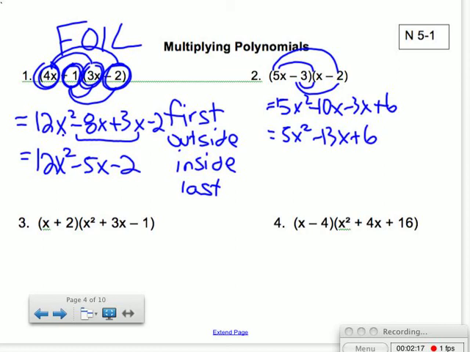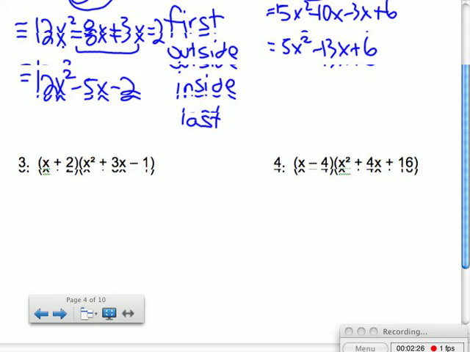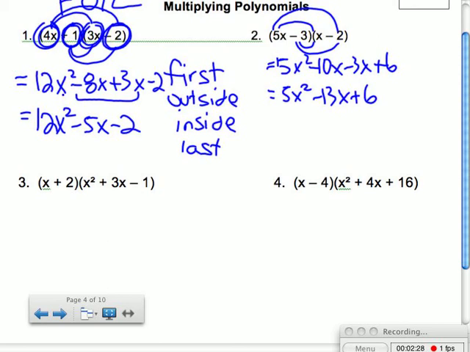For 3 and 4, FOIL doesn't really work anymore because you don't have just the two brackets with two terms each. You have this bracket with three terms. The way you're going to do this is you're going to first consider x, and you're going to say, okay, I need to multiply this x by this one, and this one. So you can do that first. So x times x squared is x cubed. X times 3x is plus 3x squared. X times negative 1, minus x.